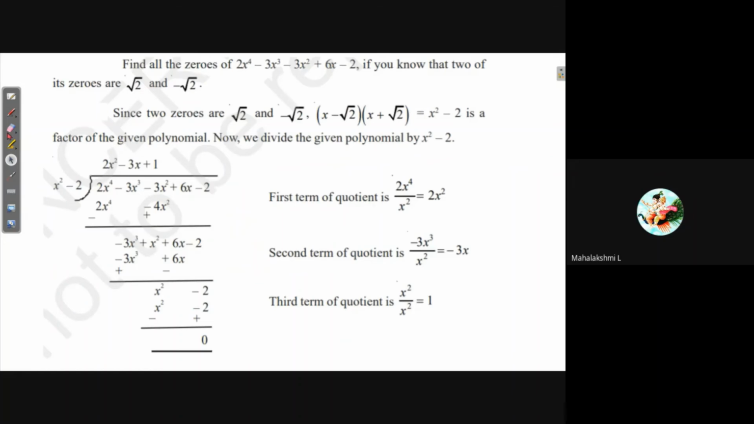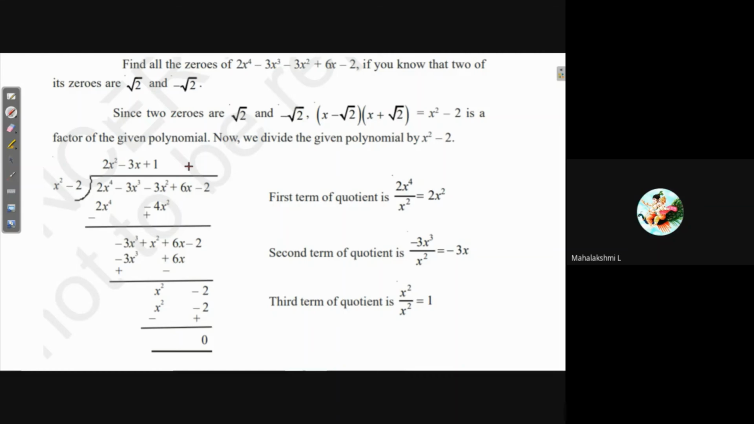Okay, so I'm just going to help explain it to you. It's already solved. Find all the zeros of 2x^4 minus 3x^3 minus 3x^2 plus 6x minus 2, if you know that two of its zeros are root 2 and minus root 2.